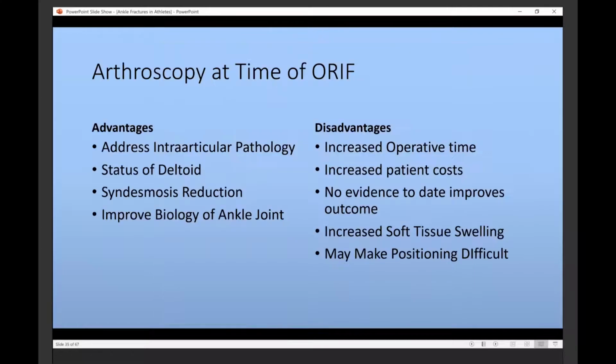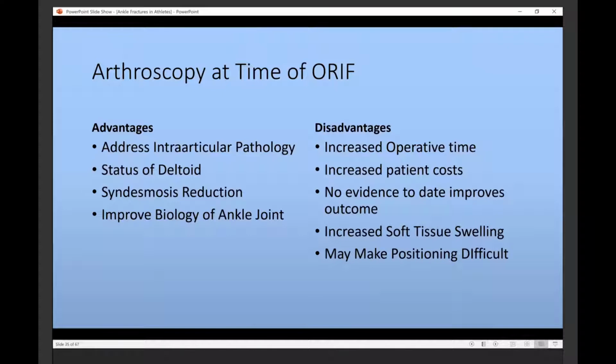And so I think the advantage of arthroscopy at the time of ORIF is you can address the intraarticular pathology. There's a lot of intraarticular pathology. We usually go pretty quick to BioCartilage to try and fix the osteochondral lesion. I think it helps with your deltoid. It can really help with your syndesmotic reduction. If you're doing syndesmosis, you can watch the fibula go back.